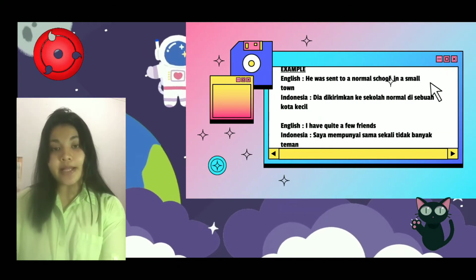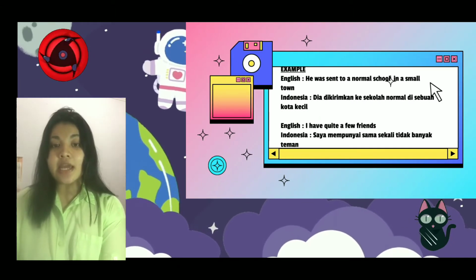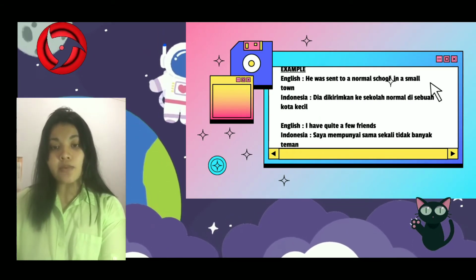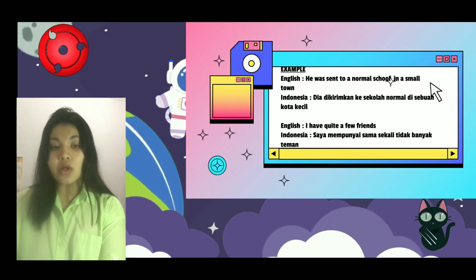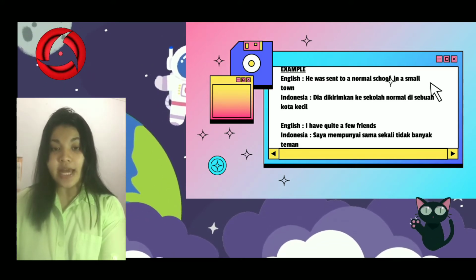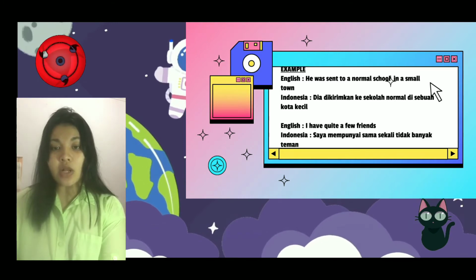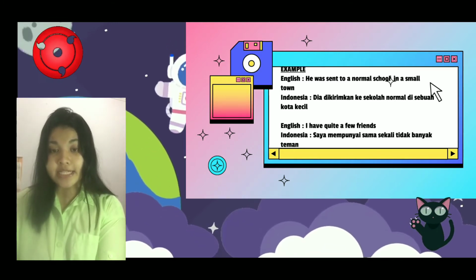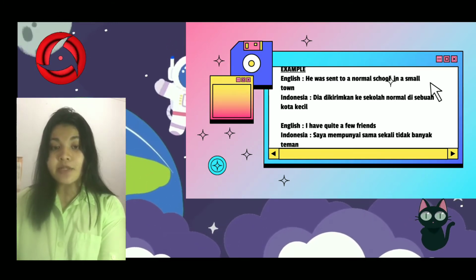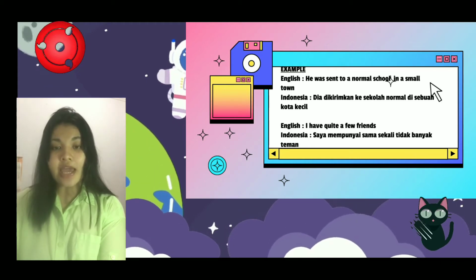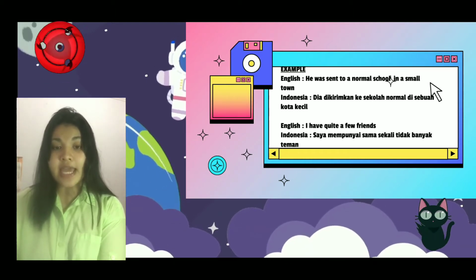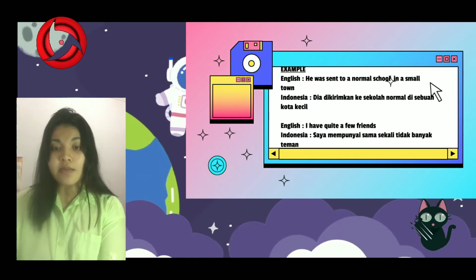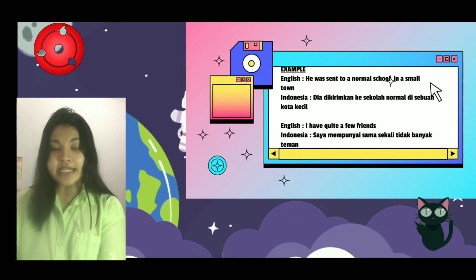For example, in English: he was sent to a normal school in a small town. In Indonesian: dia dikirimkan ke sekolah normal di sebuah kota kecil. Example 2, in English: I have quite a few friends. In Indonesian: saya mempunyai sama sekali tidak banyak teman.